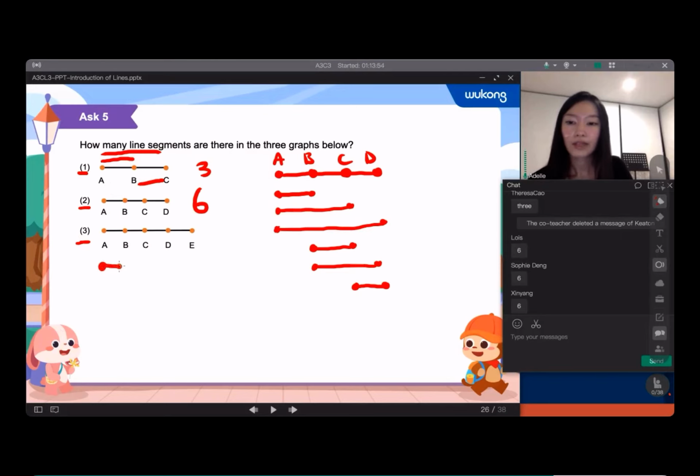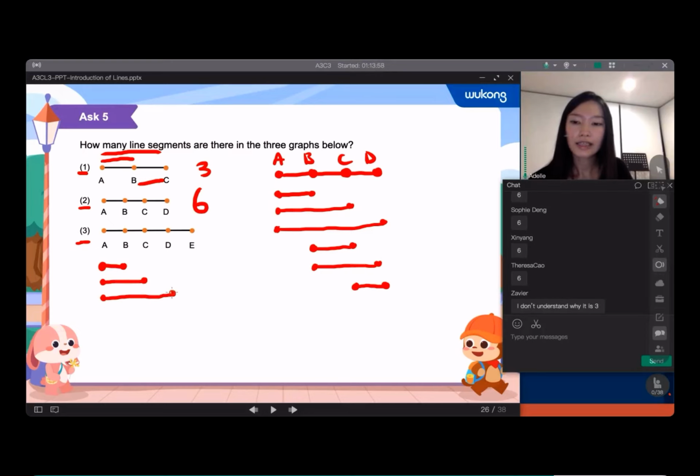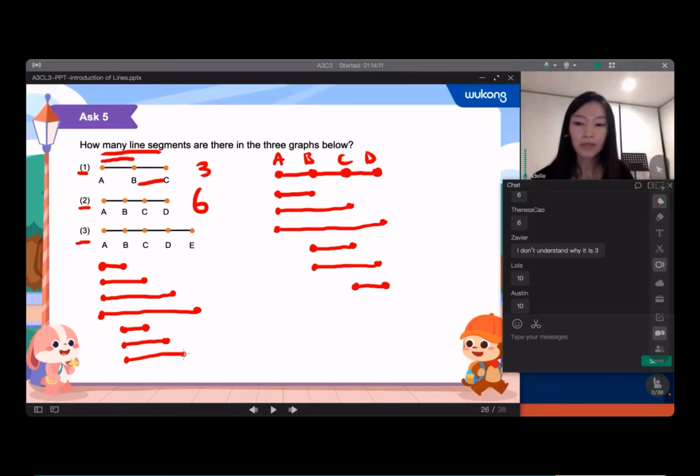Okay, so we can have AB, AC, AD, AE. Most importantly, they all have to be capped by two endpoints. And if we start from B, have BC, BD, BE. And then if we start from C, CD, CE. And finally, starting from D, we have DE.